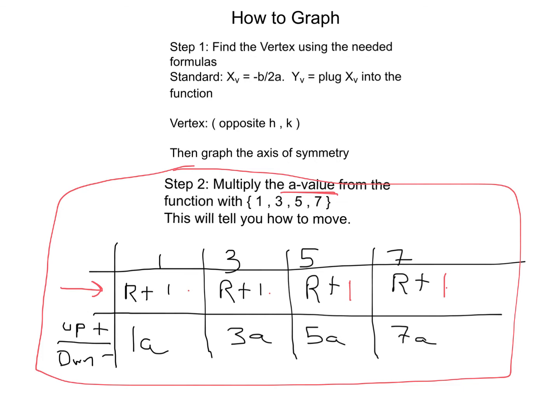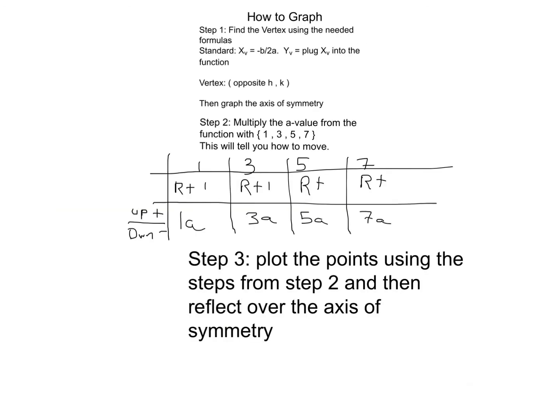Now the multiplication of 1, 3, 5, 7 tells us that we're going to go up or down 1, 3, 5, 7 times whatever our a value is. Again, this may sound confusing, but it's going to be easier to see when I show you. So just bear with me, follow along, and I'll show you what I'm talking about. Then we're going to plot our points from step 2, and then reflect those over the axis of symmetry, just like we did with an absolute value graph.